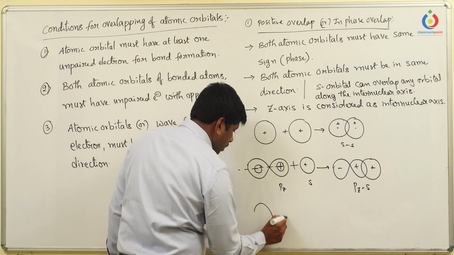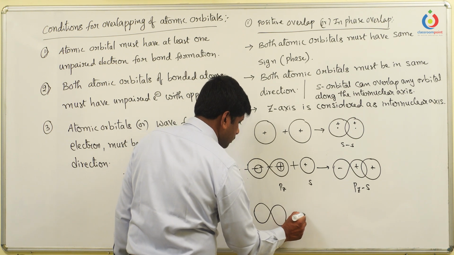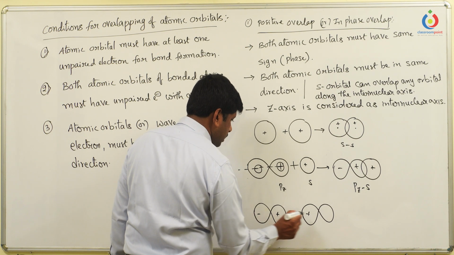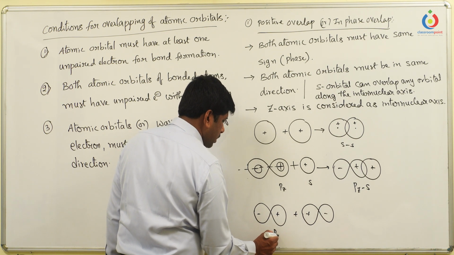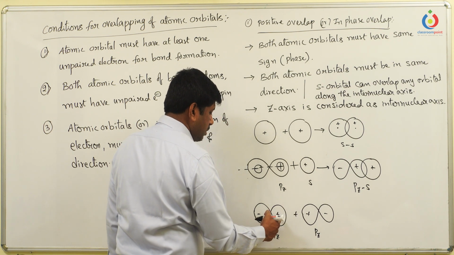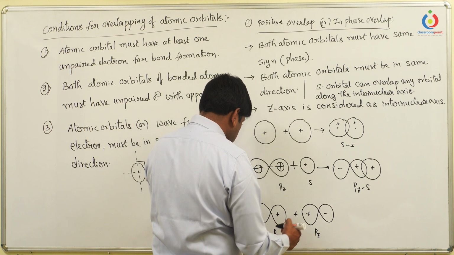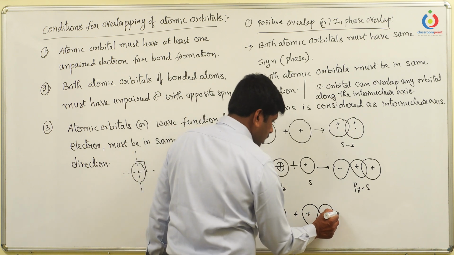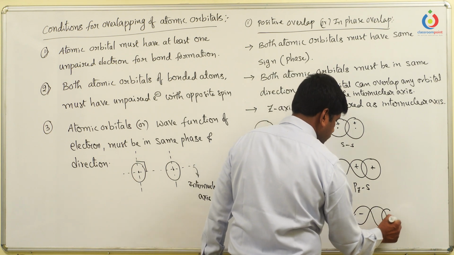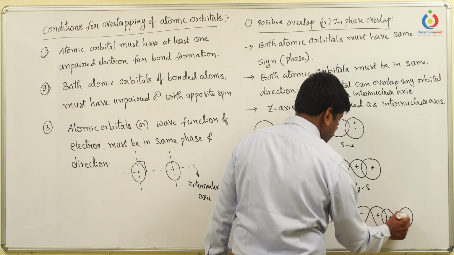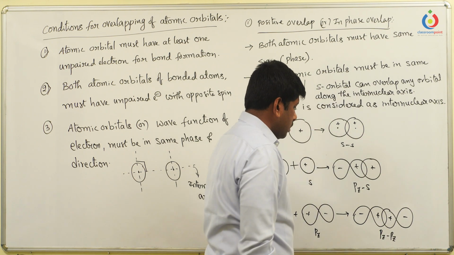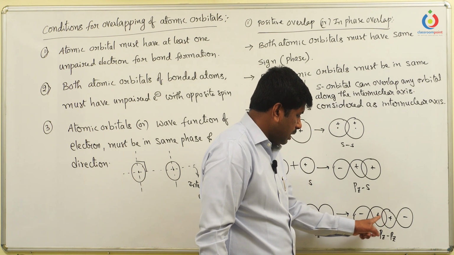And a p orbital can overlap with another p orbital. This is plus, and this is minus. Now this is a pz orbital and this is also a pz orbital having the same side, meaning the same phase. So only positive phases are coming here. The positive phases on the same side overlap with each other. This is called the pz-pz overlap. So overlapping took place along the internuclear axis with the same sign convention.